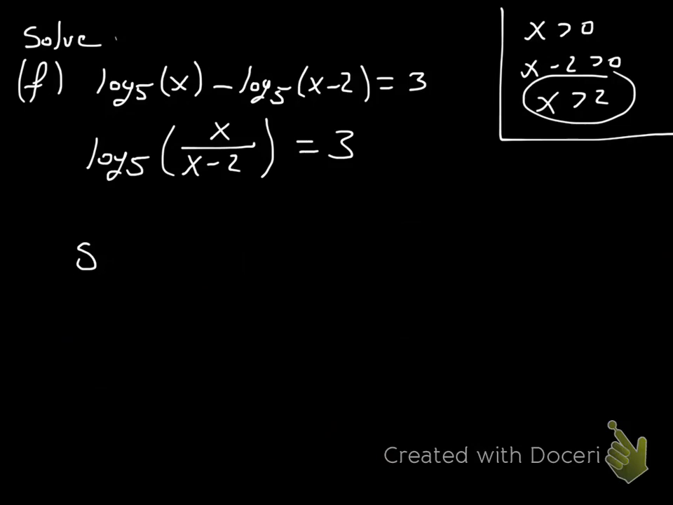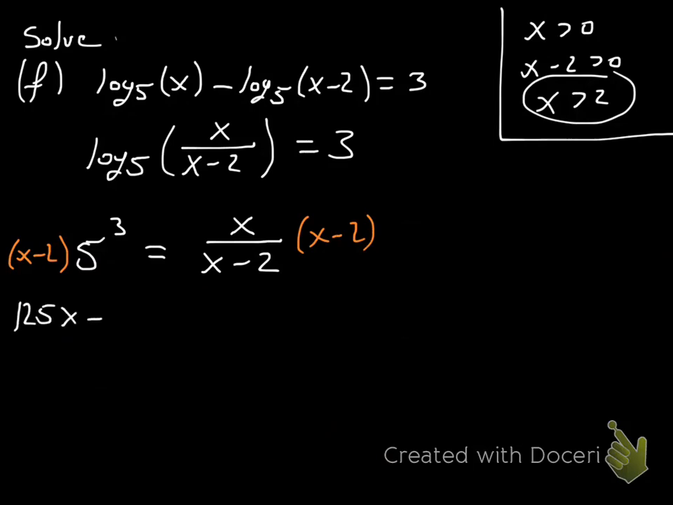Now that we have log equals a number, we can use the definition of log. That's what I like to call it, or we can rewrite in exponential form. So the base here is 5, the exponent is 3. So 5 to the third equals x over x minus 2. We can go ahead and fraction bust and multiply both sides by x minus 2. 5 cubed is 125, so if I distribute 125, I get 125x minus 250 equals x.